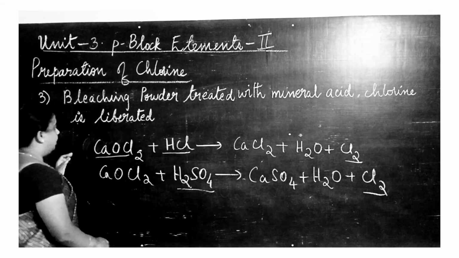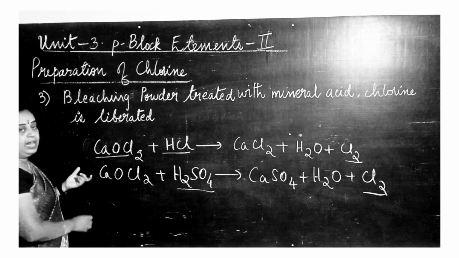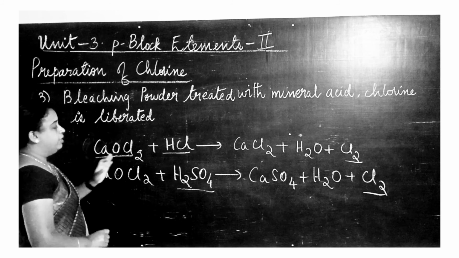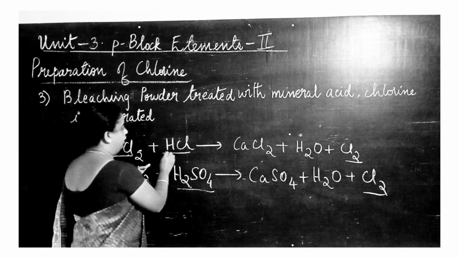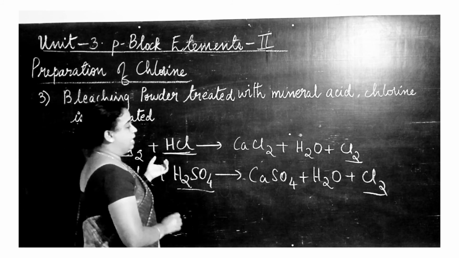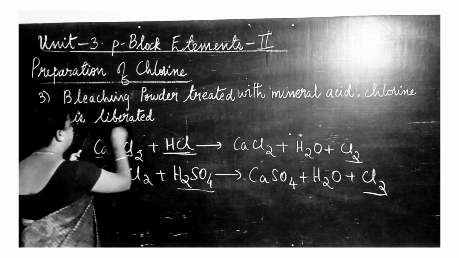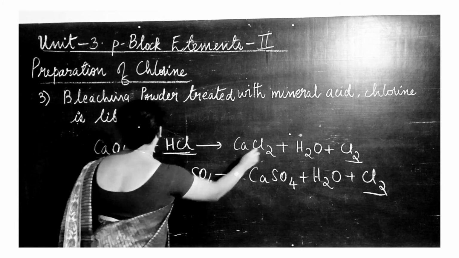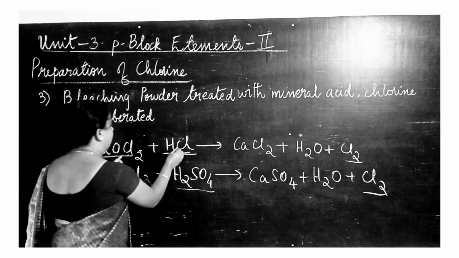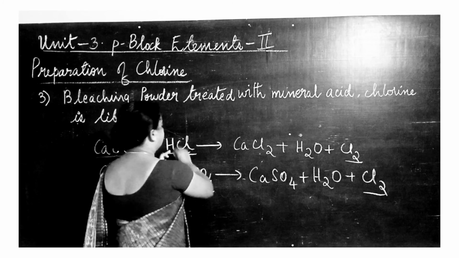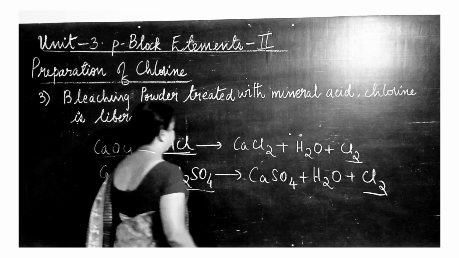Okay, so let us see the reaction separately. CaOCl2 is a bleaching powder. It reacts with hydrochloric acid, that's a mineral acid, to form calcium chloride. So this calcium and this chlorine combine together and form calcium chloride. This hydrogen and oxygen combine to form water, and you get the chlorine gas Cl2.